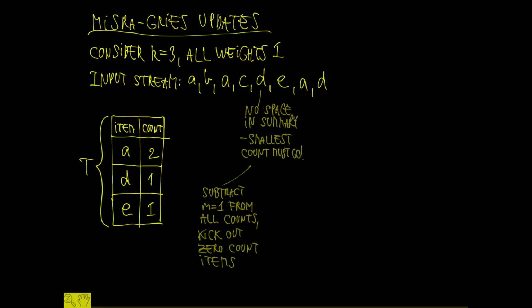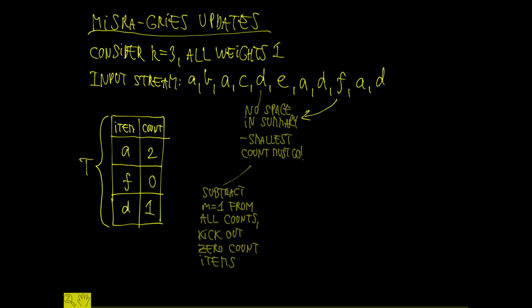We go on like this for a little while. It may be that we again have an element where there's no space, and we do the same thing. We subtract the minimum from all the counts, throw out the elements with 0 counts, and insert the new one with m subtracted. And it goes on like this. So now the question is, how big an error can we make here?